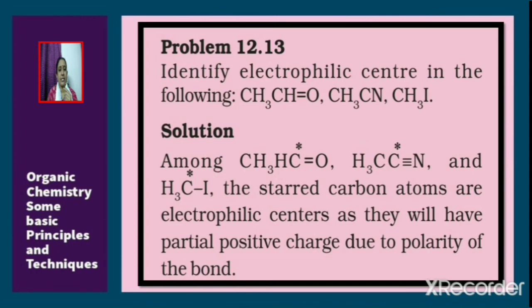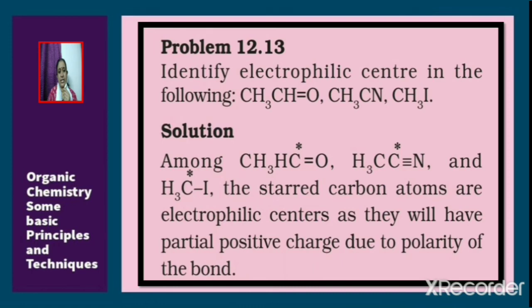Identify electrophilic center in the following. Now consider the first example, CH3CHO. Ethanal, an aldehyde, is given here, and we know that in it the carbonyl group C double bond O is polar with oxygen forming the negative end and carbon forming the positive end. Since oxygen is more electronegative than carbon, in carbonyl group C double bond O, carbon will carry a positive charge and oxygen will carry a negative charge. So carbon will be the electrophilic center.